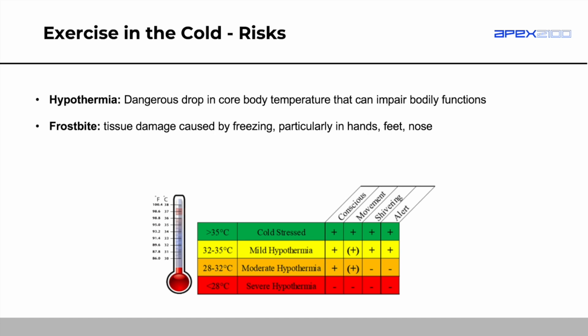In terms of the risks, we have hypothermia. So this is a dangerous drop in core body temperature that can impair our bodily functions. And you can see the different stages of hypothermia here. So cold stressed to mild hypothermia, moderate hypothermia, which is where there's no more shivering and no more alertness. And then severe hypothermia under 28 degrees Celsius is a loss of consciousness. And we also have frostbite. So this is tissue damage that's caused by freezing, particularly happens in the hands, feet, and nose.